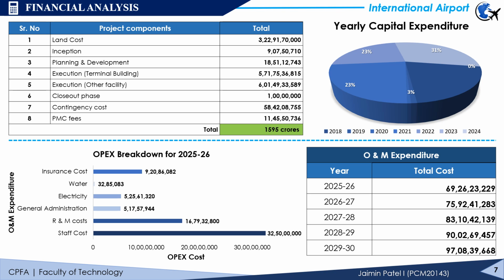Next, we prepared the operation and maintenance expenditure, for which we have forecasted the expenses for 20 years, which are the staff cost, repair and maintenance cost, general administration cost, electricity cost, water cost, and insurance cost. And below is the graph which shows the O&M expense for the initial year, in which we can see that the highest cost is staff cost and the lowest is water.